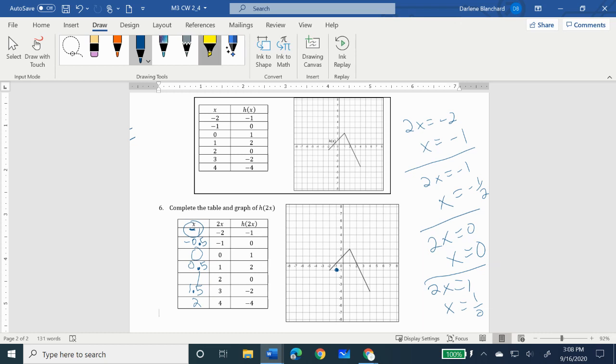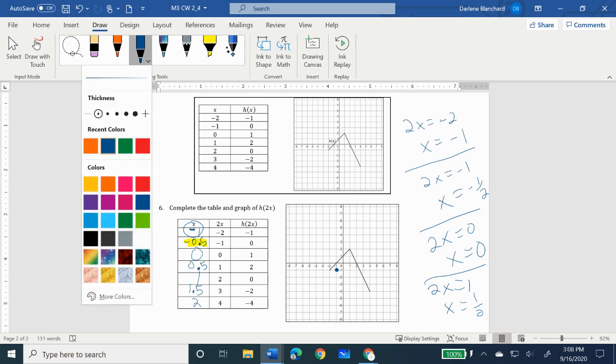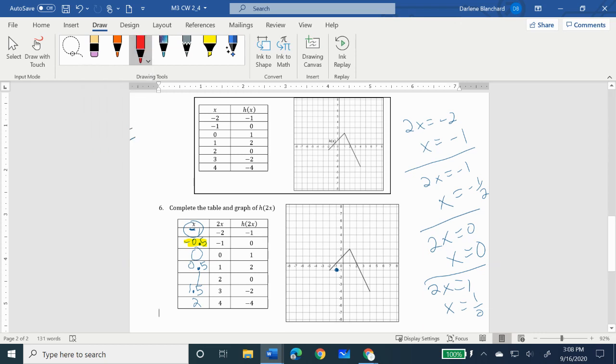Next. When x is -1/2, -0.5, let me first of all point out to you where that is. -0.5 is right here on the x-axis. I don't know if you could see that, so let me just draw a nice little arrow there. That is x equals -1/2 on the x-axis.